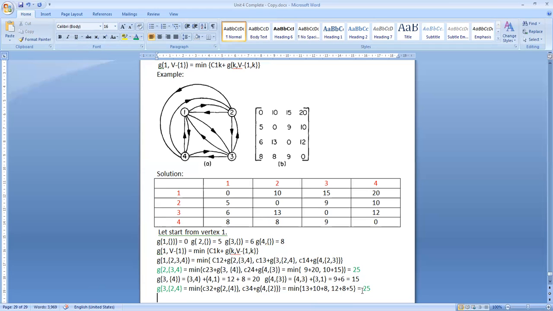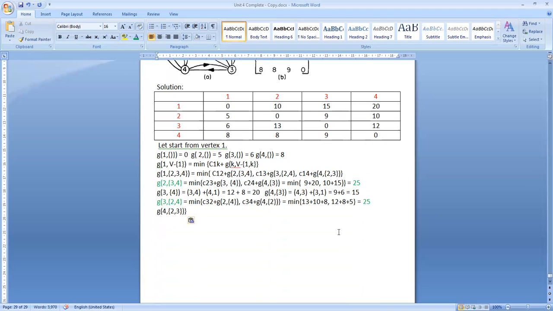Next, we have to compute what is the remaining thing. We have to compute G4. This one we have to compute. Okay, so this is nothing but minimum of, from vertex 4 I can go to vertex 2 or vertex 3. So I should consider both the cases.